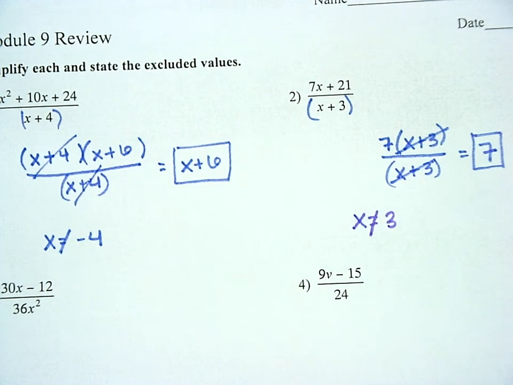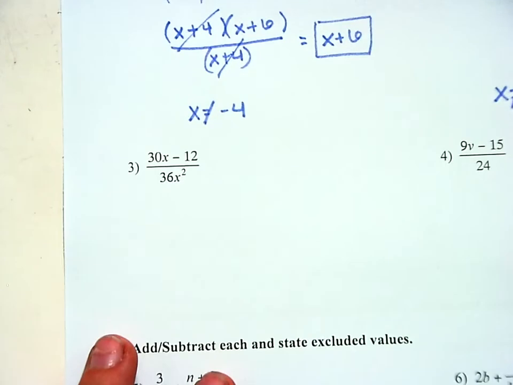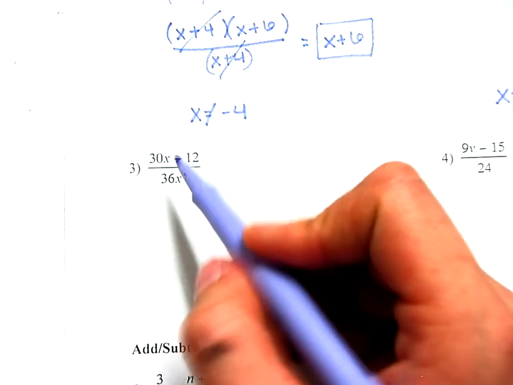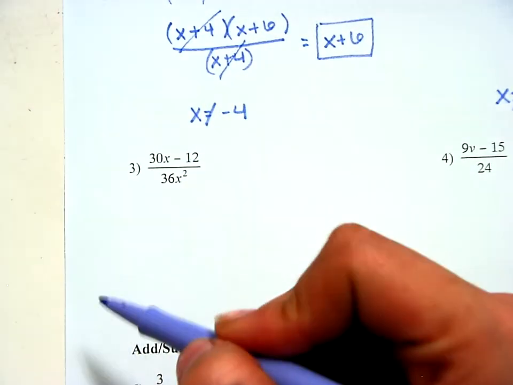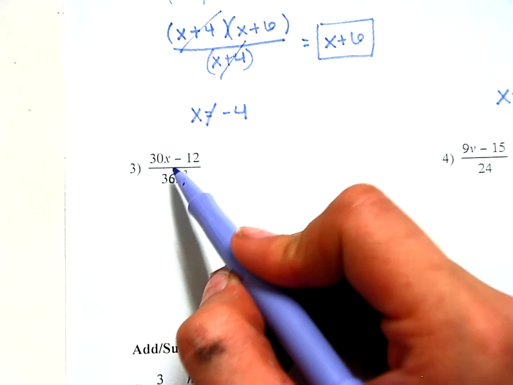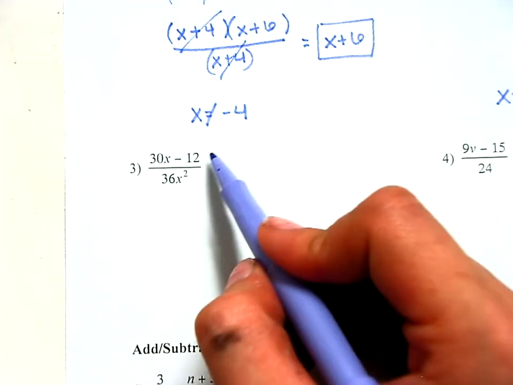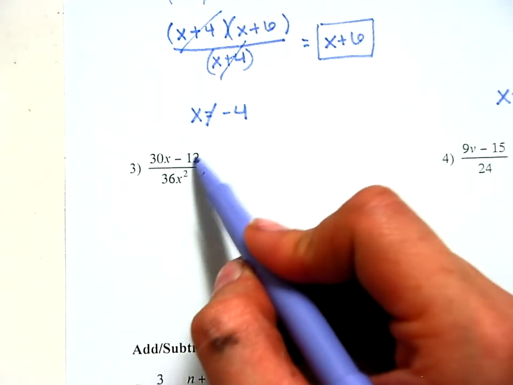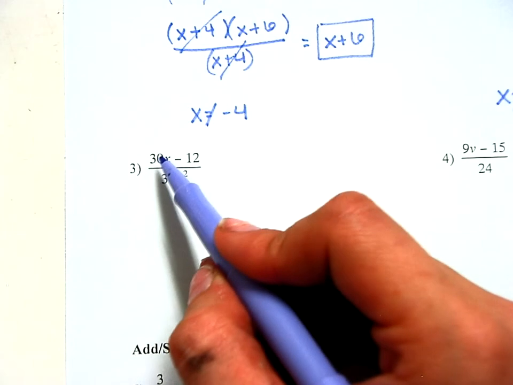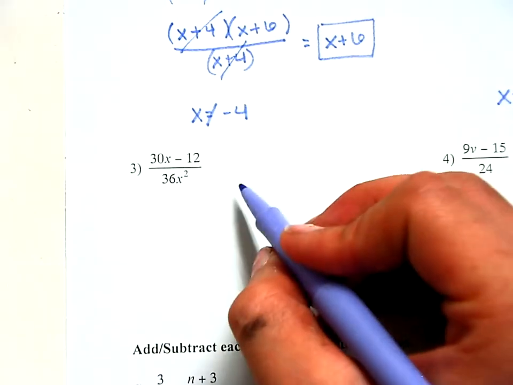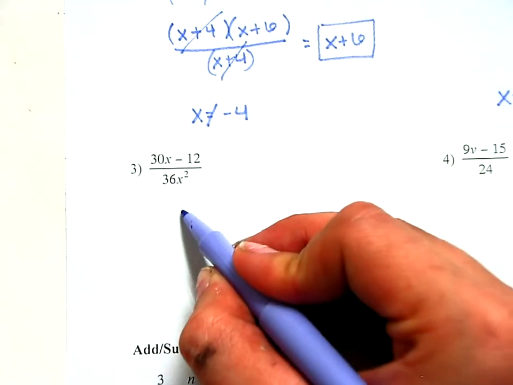So 7 is my simplified answer, but don't forget, our original problem had a denominator, and so x cannot equal 3 here. All right. Now I've got another binomial, so 2 terms. Again, let's see what numbers I can factor out. Well, I can definitely factor out a 2 because those are both even. And I know 6 goes into 12. Ooh, and it goes into 30 as well. That's a factor of each number. So I'm going to factor out a 6.